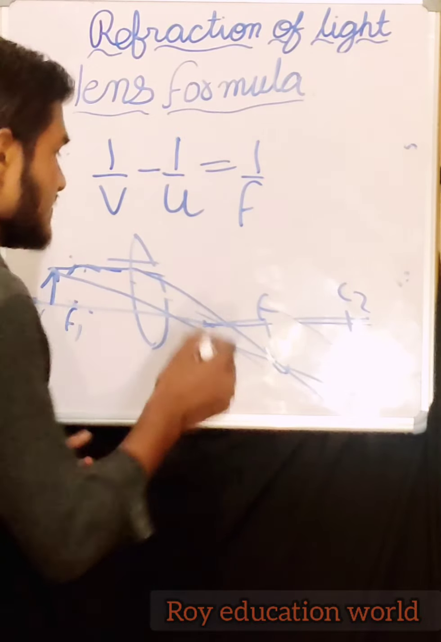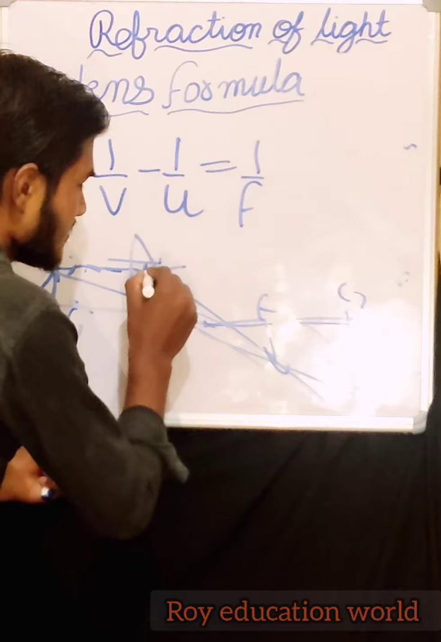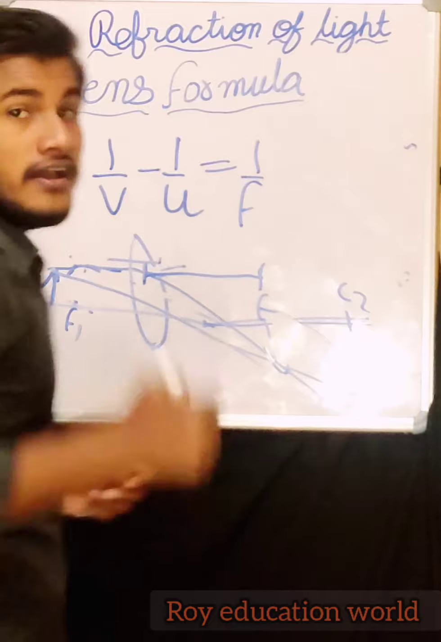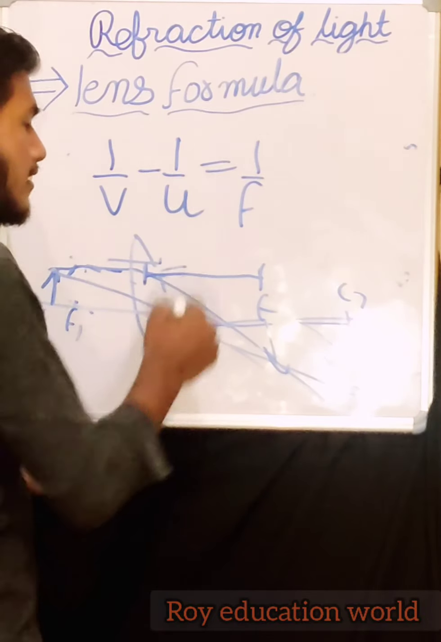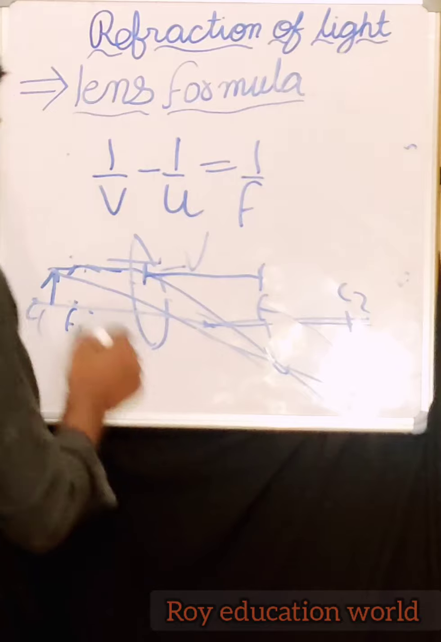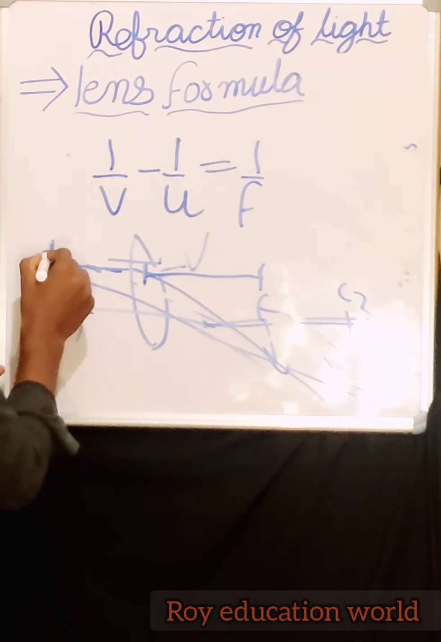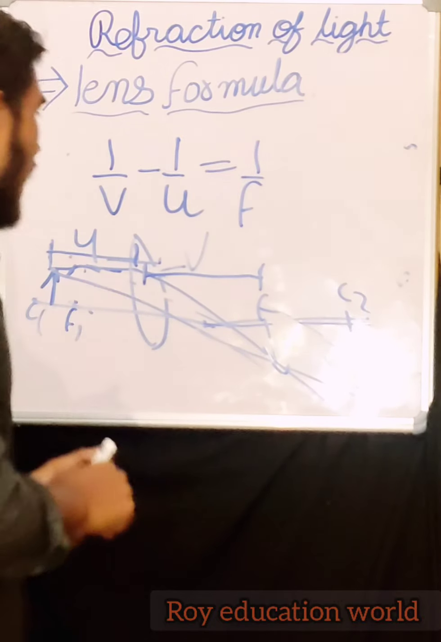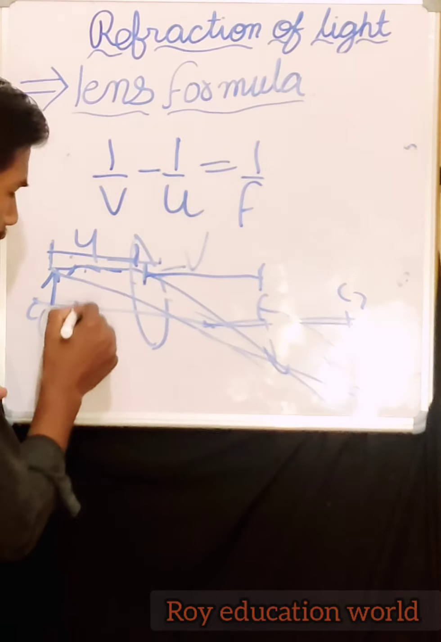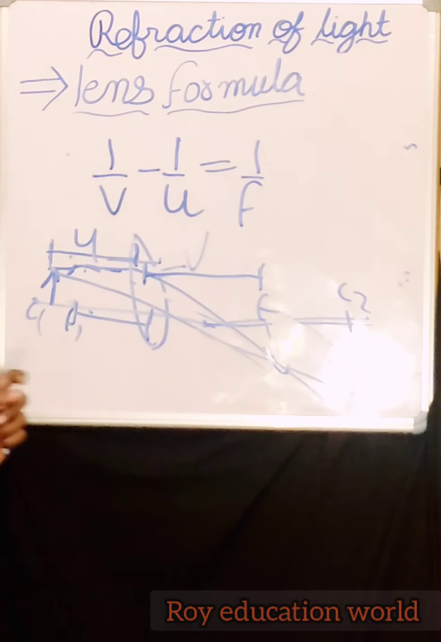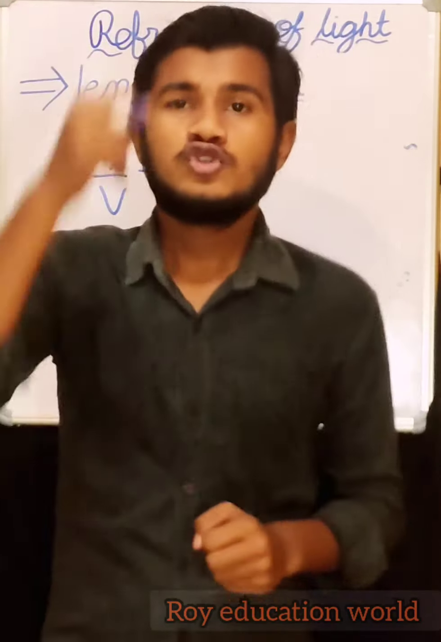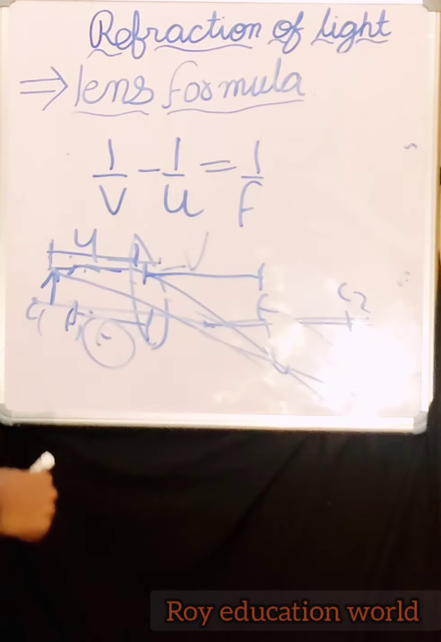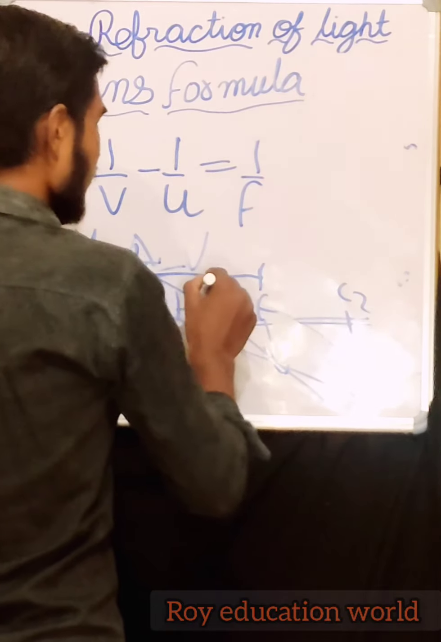Then the optical center is here, and the distance from here to here is the image distance, that is known as v, and the distance of the object from the optical center is known as u. And the distance from the focus to the optical center is known as focal length, and here is also a focal length.